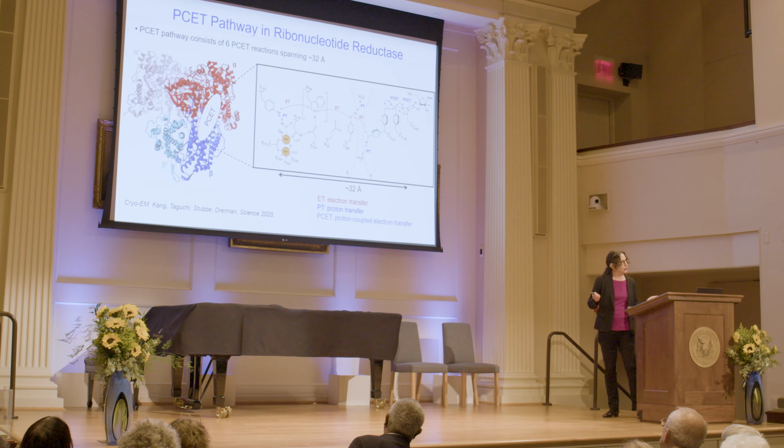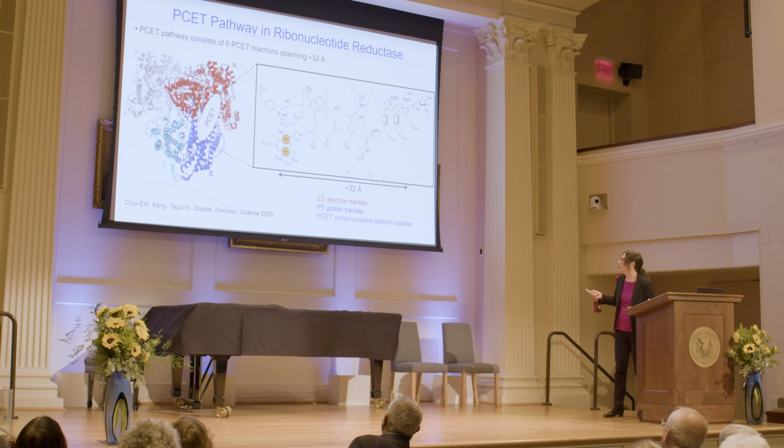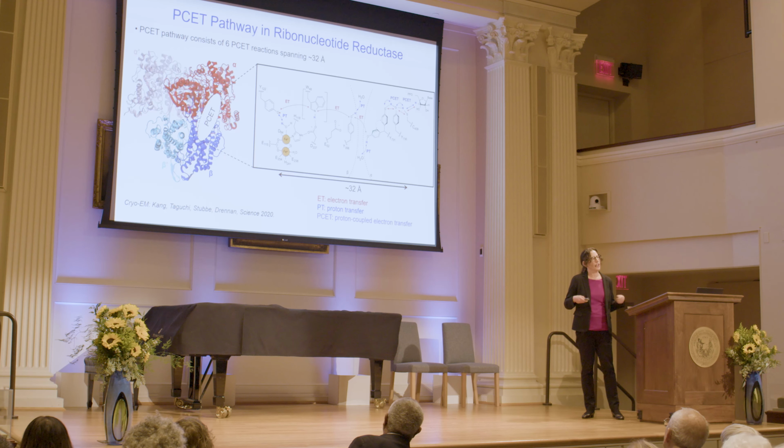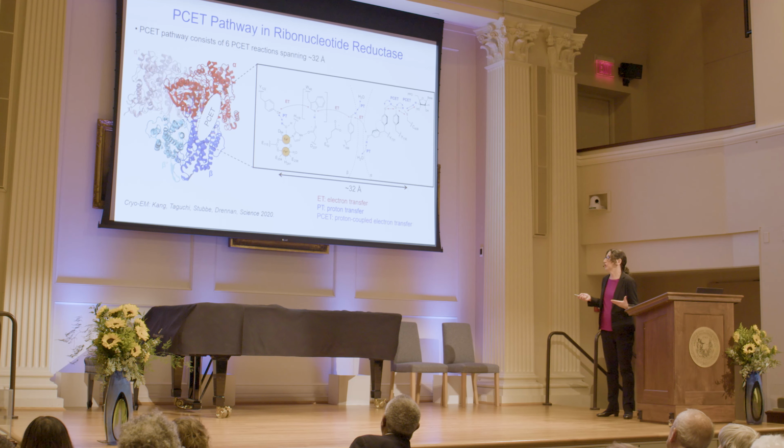The idea is to transport that radical, that unpaired electron, clear across to here, because you need to get it to that other side to be able to do the chemistry that's required to synthesize DNA. And we want to understand how that happens. It turns out it happens by transferring an electron between residues.